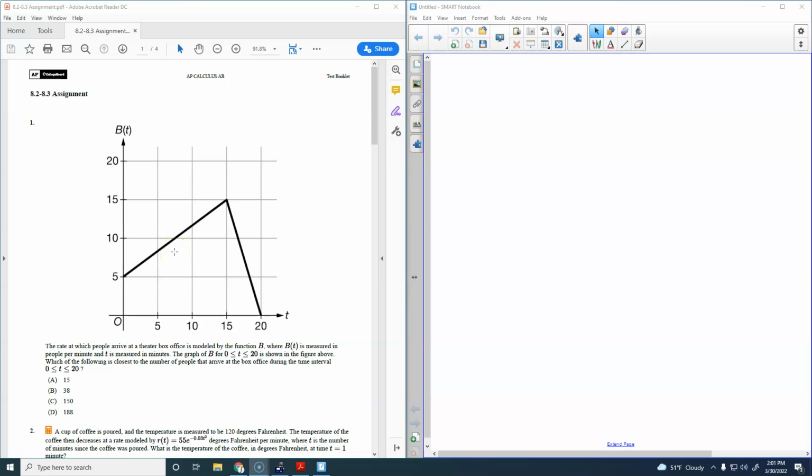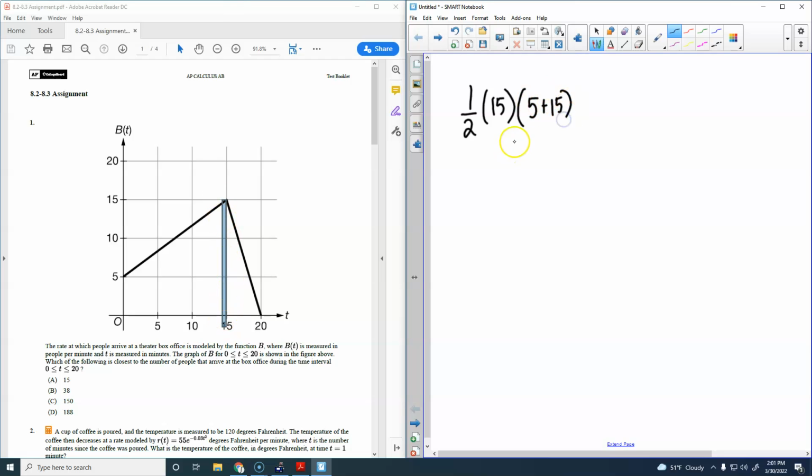So you could just do that, or you could break this up. I wish it would let me write right here. So if you break that up, you're going to have a trapezoid. So you could have 1/2 times 15 times 5 plus 15, which is going to be 20, take half of that is 10, so that gives you 150 alone, just that part. And then the triangle here would be 1/2 times 5 times 15, which is going to be 37.5.